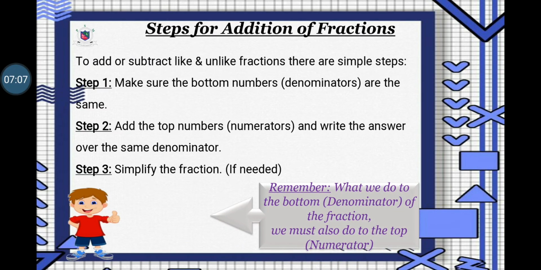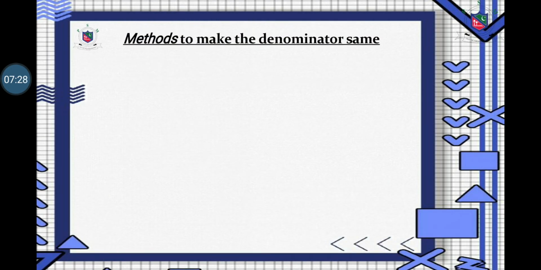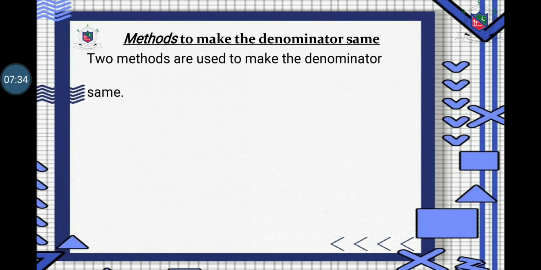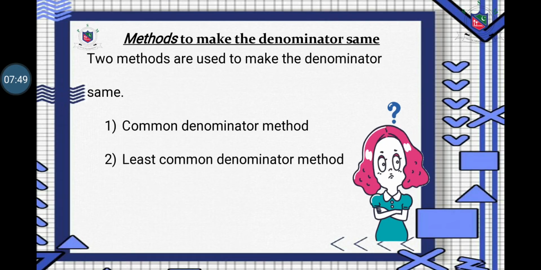So, my dear students, always remember that whatever we do with the denominator of the fraction, we must also do to the top number, the numerator, while we are making the denominator the same. We have different methods to make the denominator the same. Two methods here we are using. The first method is the common denominator method, and the second method is the least common denominator method.